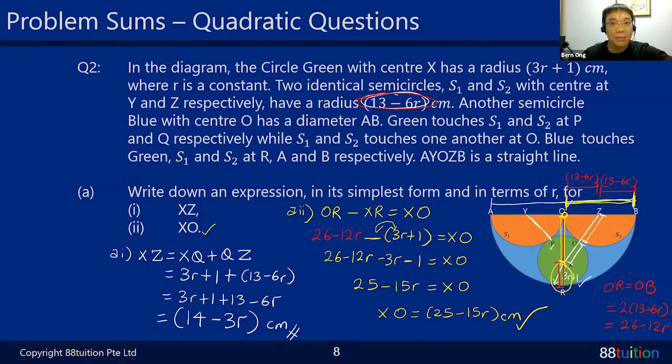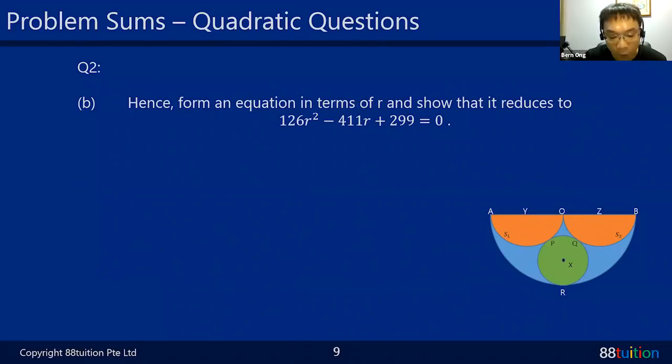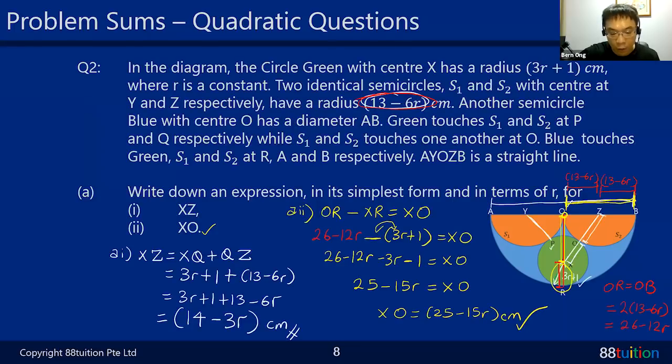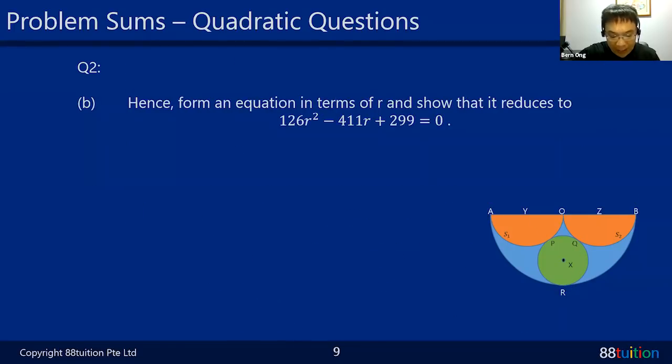Then how? These two expressions put together to form an equation. So it's the next portion here. Hence, form an equation in terms of R and show that it reduces to 126R squared minus 411R plus 299. Oh no, what do you do? This is our question, right? You look back at the previous part. What did they ask you to find? They asked you to find XO. XO is down here.